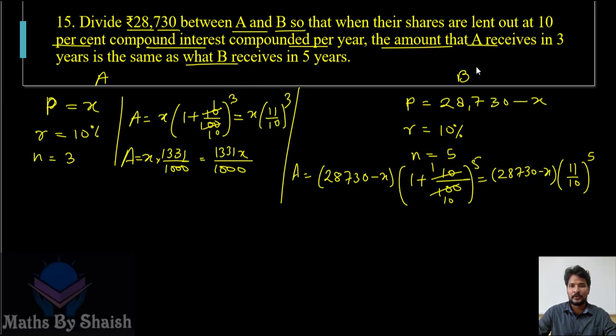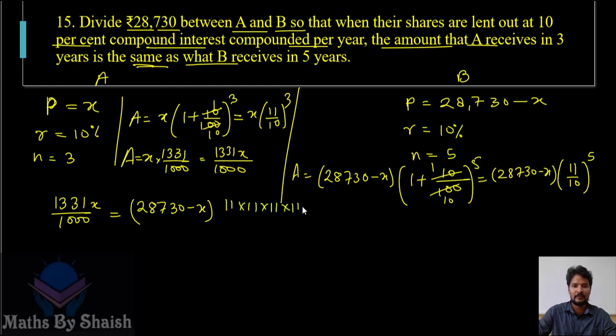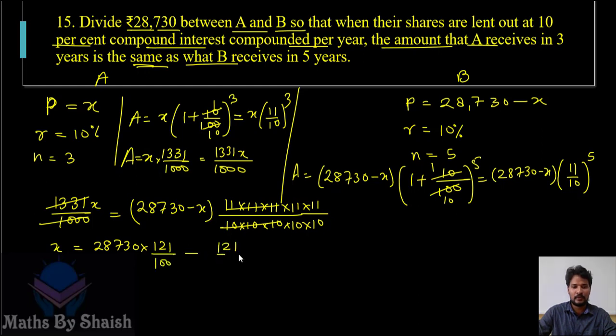According to the question, they are getting the same amount, so it means 1331 X upon 1000 has to be the same as 28,730 minus X times 11 into 11 into 11 into 11 into 11 upon 10 into 10 into 10 into 10 into 10. So 1000 would be cancelled here, 11 cubed got cancelled, and then we got X equals, multiplying 11 into 11 is 121, so 28730 into 121 upon 100 minus 121 upon 100 X. So we will take this thing to the other side.